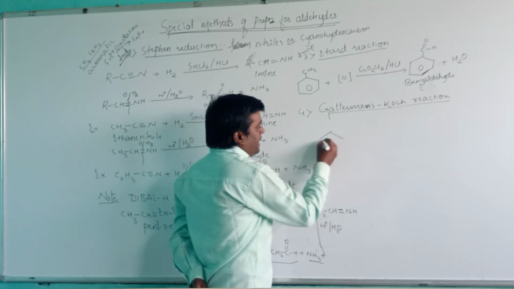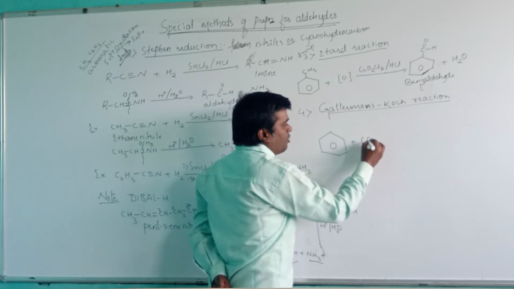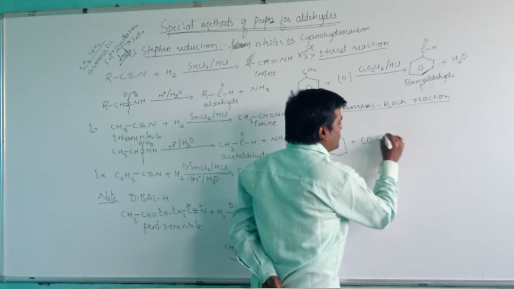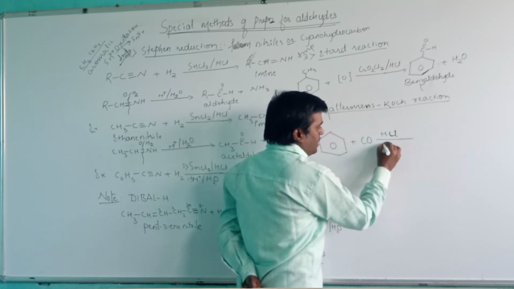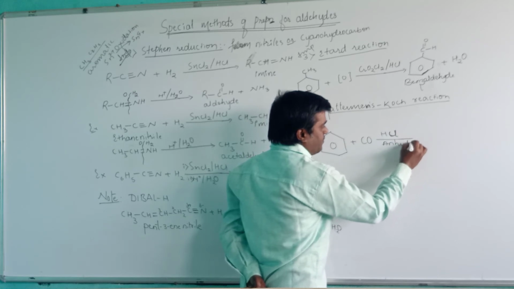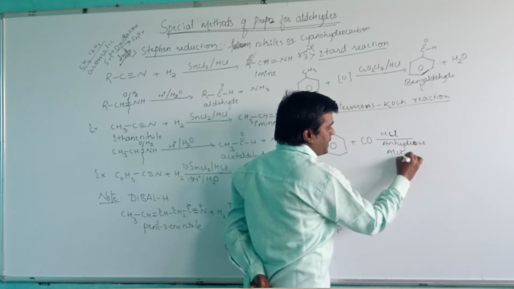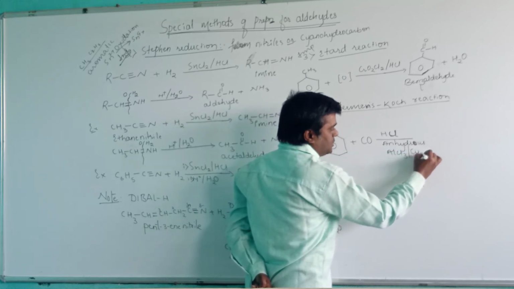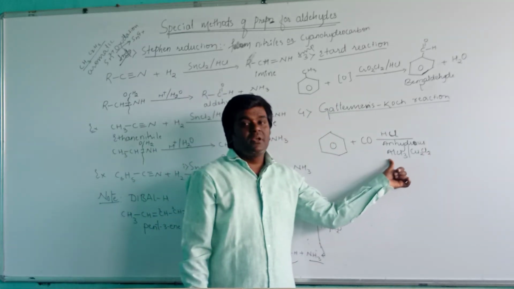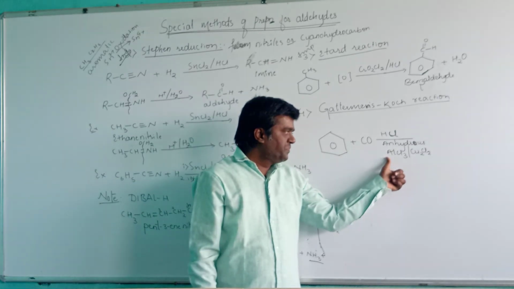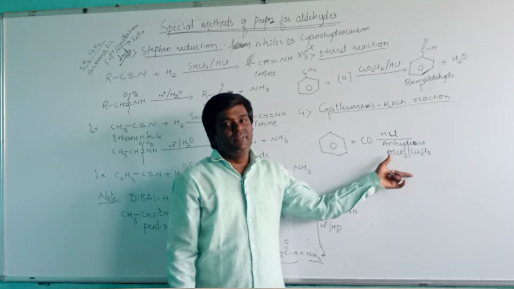When benzene reacts with carbon monoxide and hydrochloric acid in the presence of anhydrous AlCl3, or we can take Cu2Cl2, that is cuprous chloride. These are Lewis acids. Lewis acid means the species which contain a deficiency of electrons are known as Lewis acids.